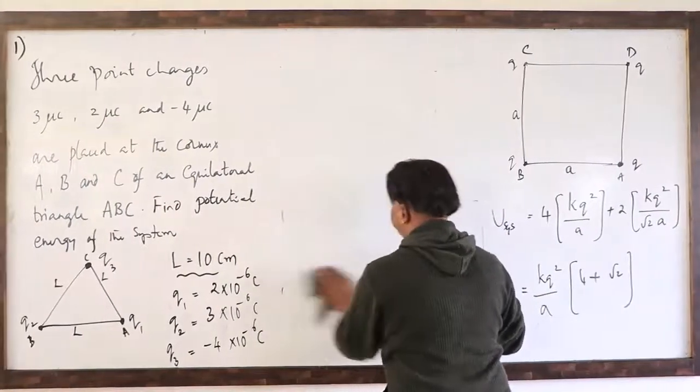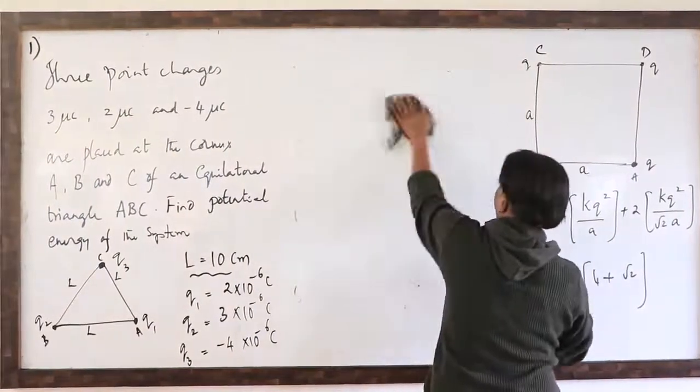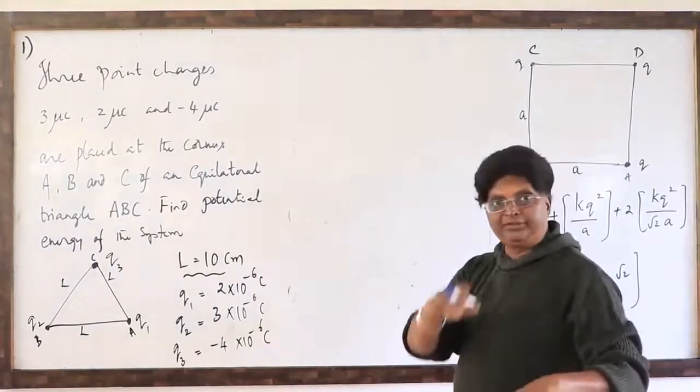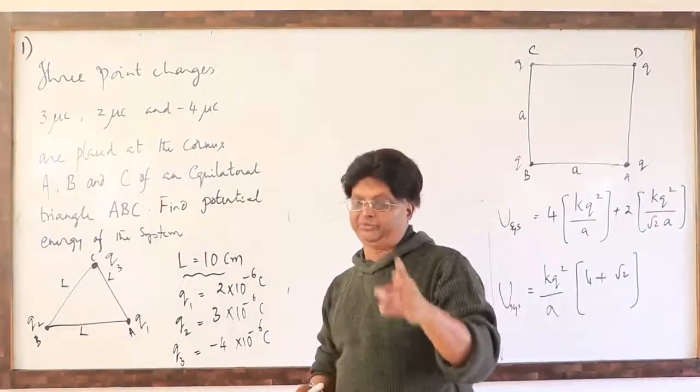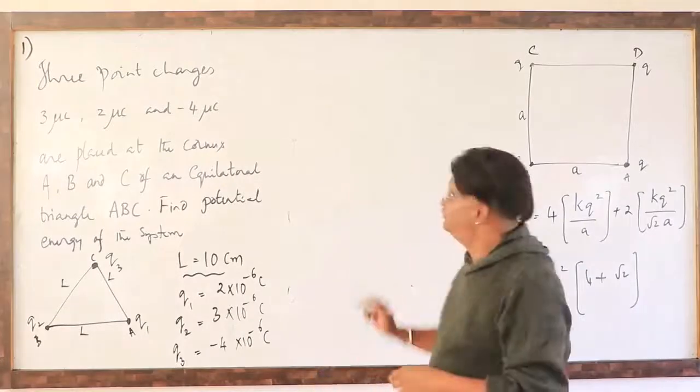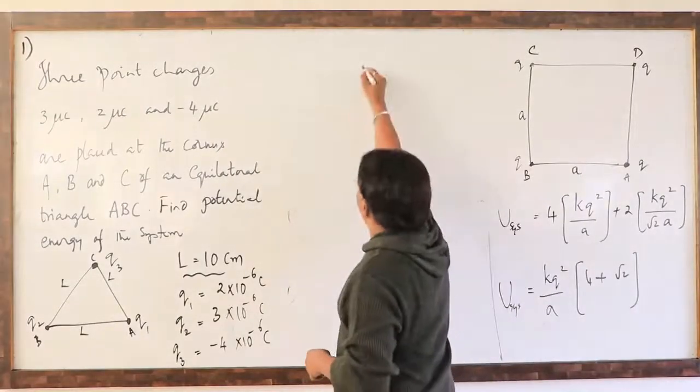What is the value of that middle charge for which the potential energy of the system is 0? Two cases, two charges to do. Now you do this. As a feast, you can do this.